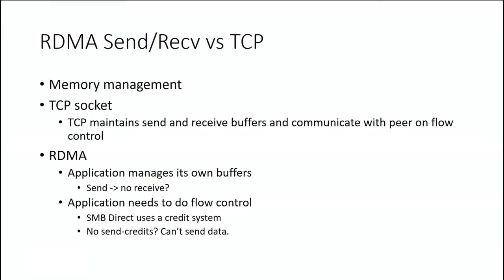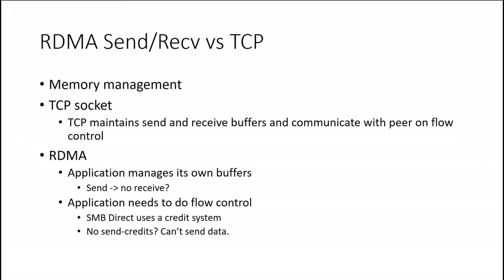Another major difference between TCP and RDMA is that in RDMA, the memory management is done by the application. In TCP, you just send data and receive data and allocate your own buffers. TCP will buffer all the I/Os along the stack, so you don't need to worry too much about the buffer after it has been used by the transport. But for RDMA, the application manages its own buffers. That means things are more complex.